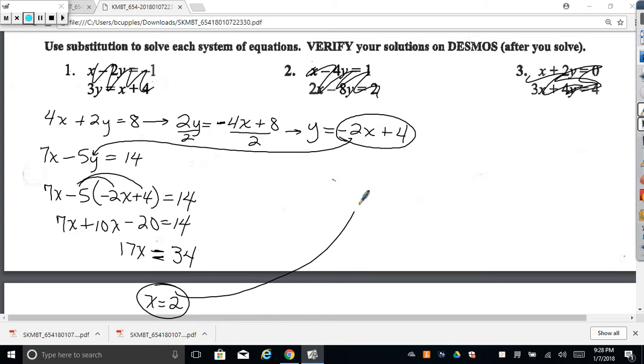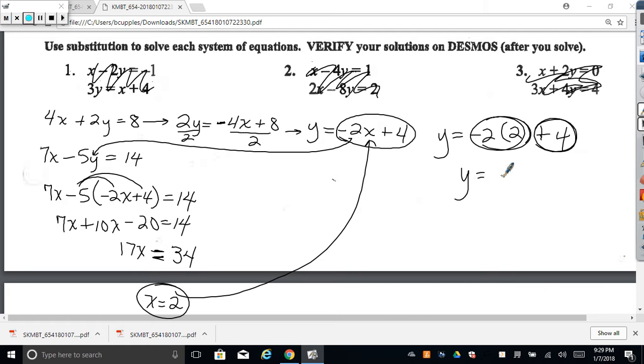Well, if I take this and I plug it in over here, I know that y has to equal -2, it's a -2 here, times the x value I previously found, which was 2, we found that down here, okay, plus 4. All right, so in the end, we get -4 plus 4. What's -4 plus 4? 0. So my equation, 2, 0. Okay, that's my ordered pair for that type of problem.